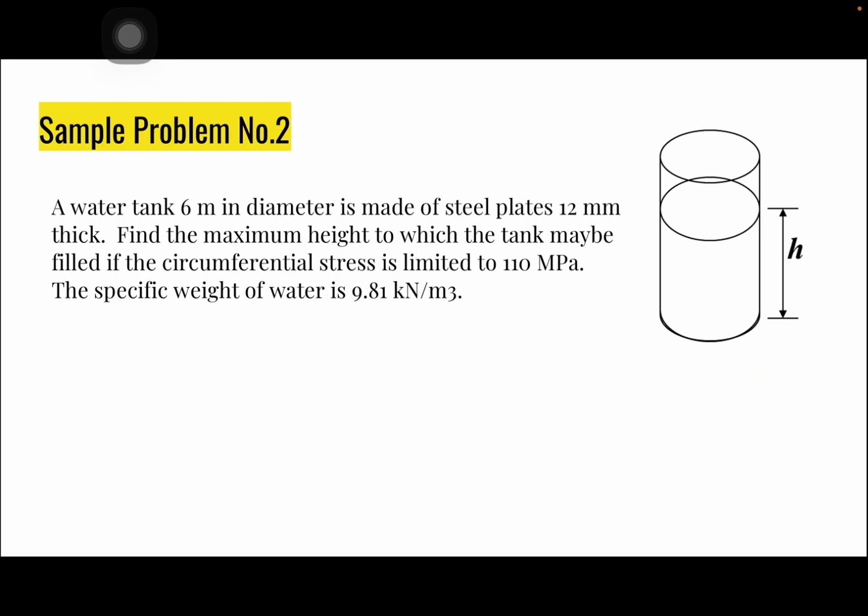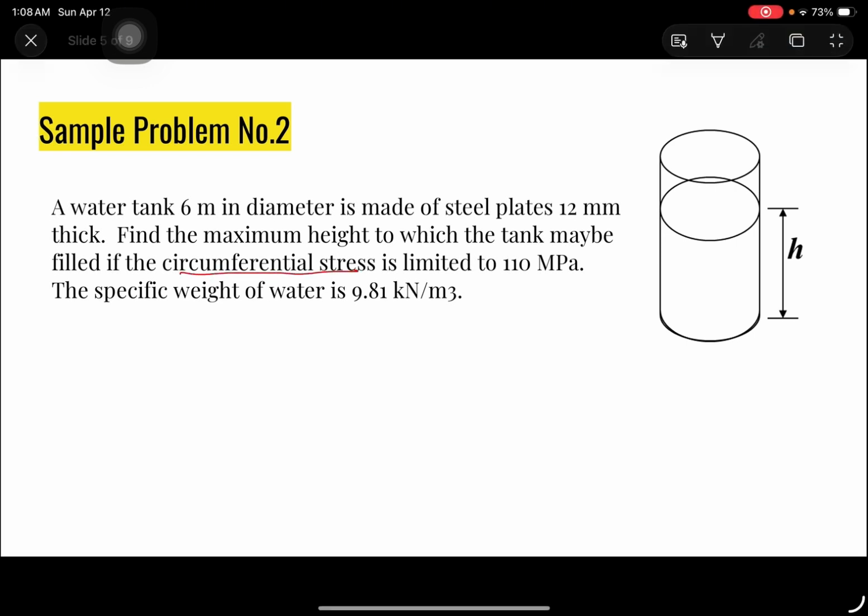Next, for sample problem number 2, a water tank 6 meter in diameter is made of steel plates 12 mm thick. Find the maximum height to which the tank may be filled if the circumference stress is limited to 110 MPa. The specific weight of water is 9.81 kN per meter cube. So, pinapahanap dito class yung maximum height ng tank given with the circumferential stress. Pag sinabi nating circumferential stress, it is the tangential stress or the hoop stress.